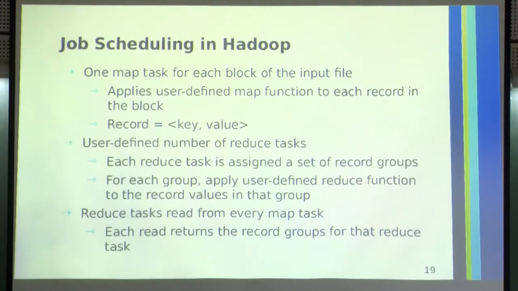So there's a bit of job scheduling: one map task for every block of the input file. Again, the size of the block and the size of the files is going to dictate the parallelism that you get, right? So if your block size is too big relative to your file size, or if your file size is too small, then you might not get a lot of parallelism at the mapping stage. So there's one map task for each block, and a user-defined number of reduce tasks, so there doesn't necessarily need to be one for every block. It really depends on the function and what would be the most efficient way to do it. But the reduce tasks read from every map task. I think there are some diagrams here we'll see in a second that will help us see what's going on.